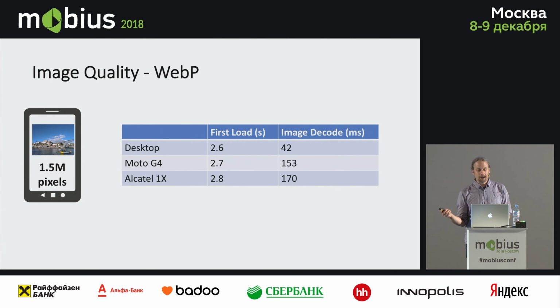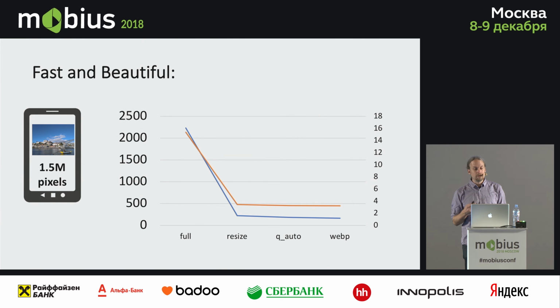And again, it's downloading a little bit faster. The image decode is even getting faster. And you can see we've really sped up the delivery of this one image just by taking it from full-size image to resizing it, to setting the quality and setting the format.